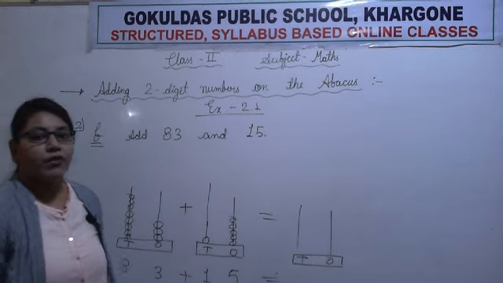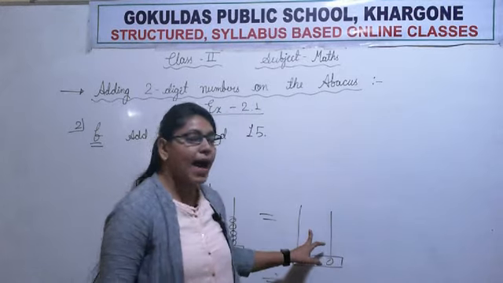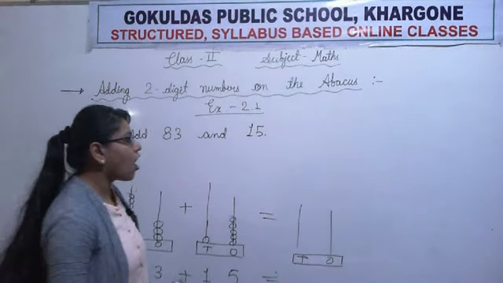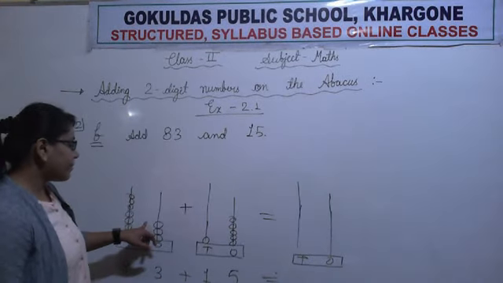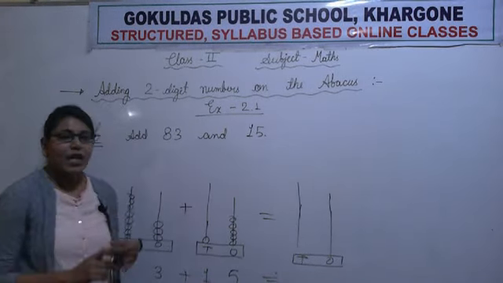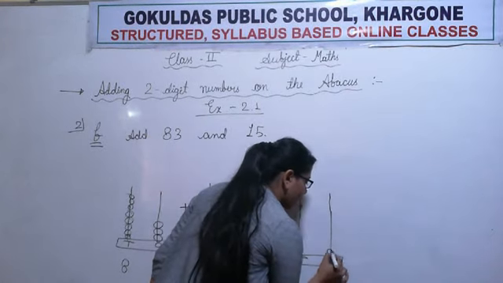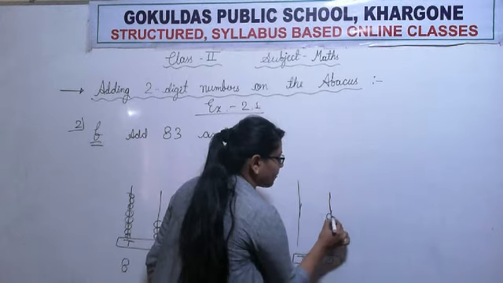So how will we do addition now? We will add beads of 1 spikes, then we will add beads of 10 spikes. Okay. Now let us add beads of 1 spike. 3 beads plus 5 beads. How many beads will you get? Very good. 8 beads. So let's draw 1, 2, 3, 4, 5, 6, 7 and 8.